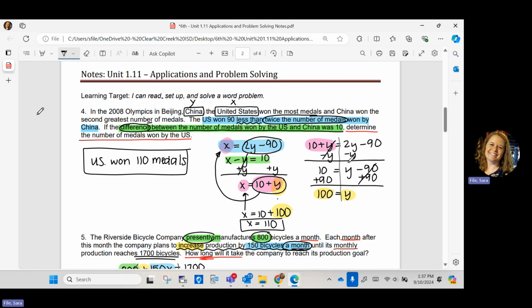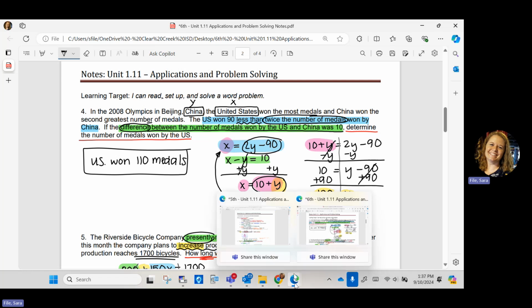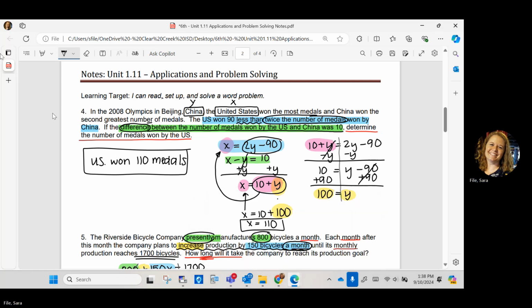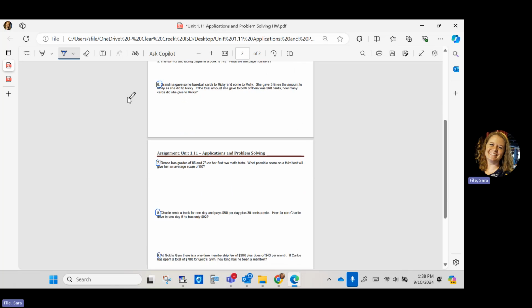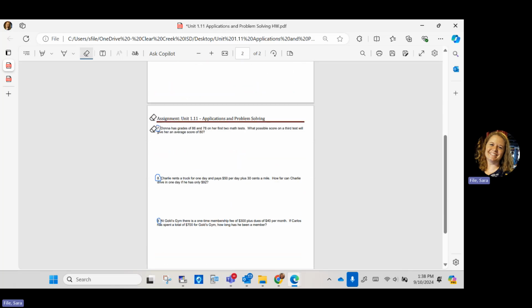We made that nice pretty table where all those words fell. So when you see those words, you know which operation to do. So if you need to have out yesterday's notes as well as today's, you can get those out. They should all be together in your packet, so you can flip back to yesterday's notes if you need to. Okay, and I'm going to pass out our practice.